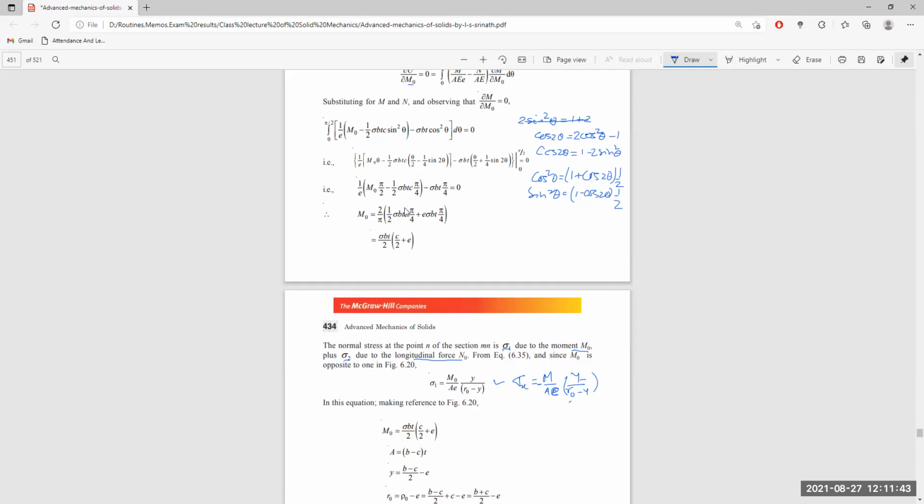So we have M0 here as sigma t from the earlier equation, and A, the cross-section area, is b minus c multiplied by the thickness t itself. Y is the distance of the concerned fiber from the neutral axis itself. Here it is b minus c by 2, minus c itself. This is the distance of the centroid.